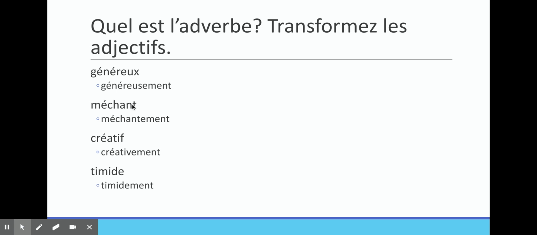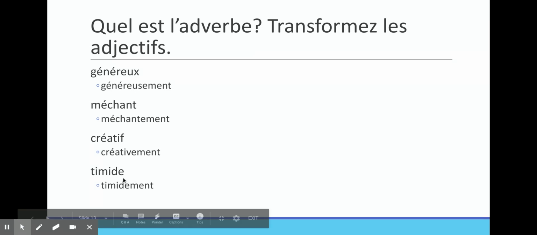Then we have méchant, which means mean, and méchante is the feminine. So méchantement means meanly. Like, oh, you did that so meanly. Next, we have créatif as the masculine, and créative as the feminine. So créativement means creatively. Like, oh, she made a book creatively, or she wrote a book creatively. And timide stays the same for both masculine and feminine, so that one's pretty easy. And it becomes timidement, which means shyly. Like she shyly walked up to the board to write the answer on the board.